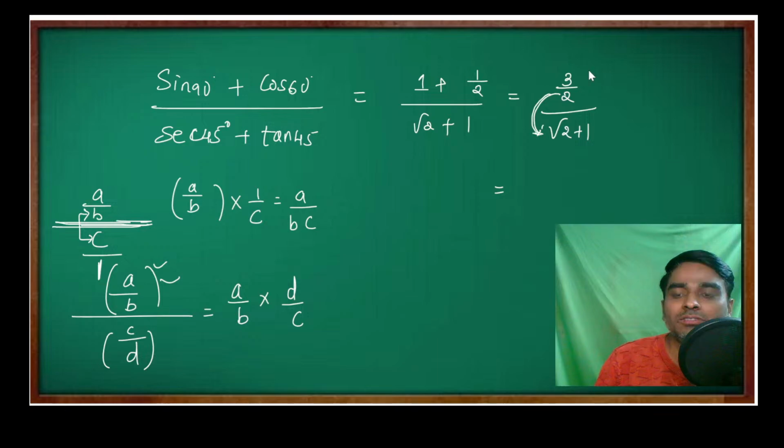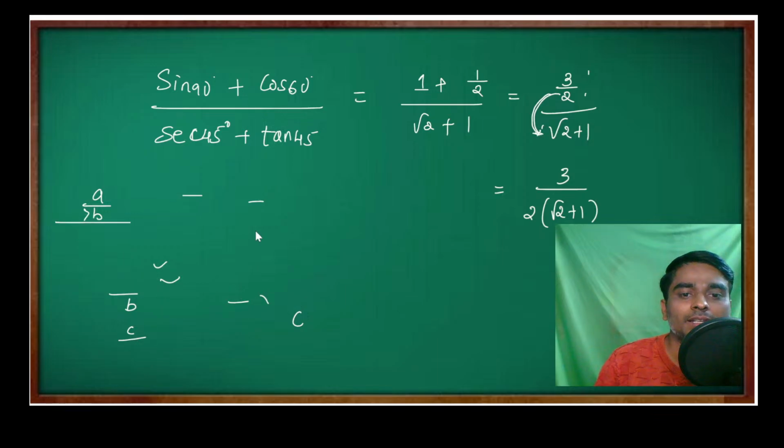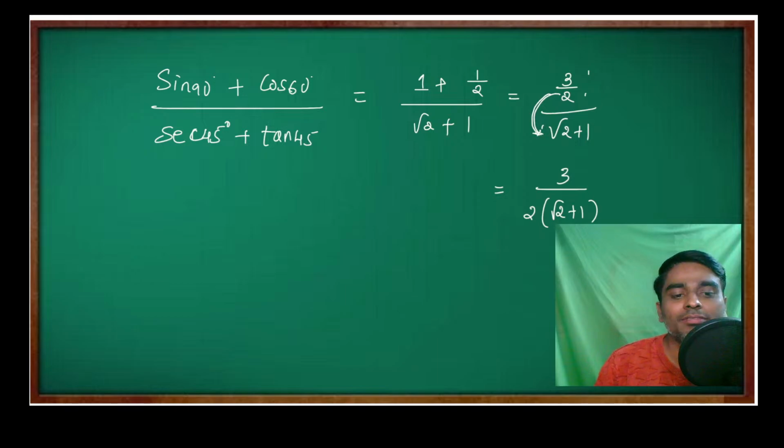If you have 3 in a row like this, one below the other, then just multiply the third and the second. So this will be 3 into 2 times root 2 plus 1. Agree? Correct? So these basics only you people have to learn properly. It's never enough of basics.